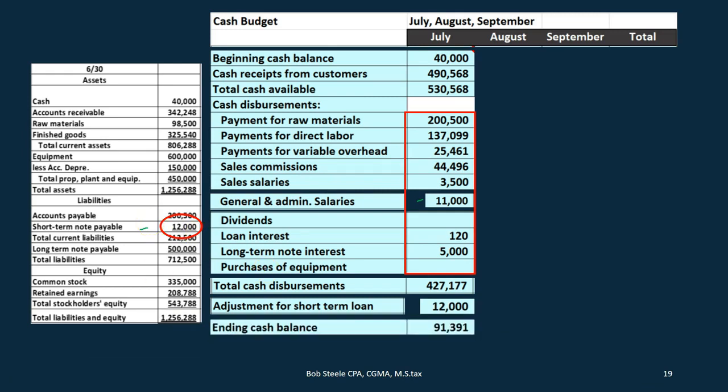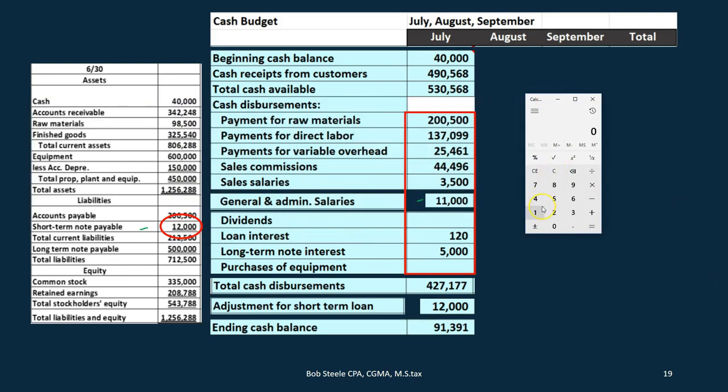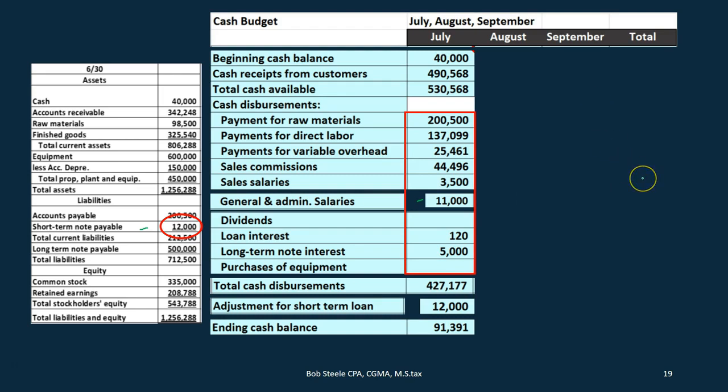And then if we calculate our ending balance, we then have the 530,568 minus the 427,177 minus the 12,000, and we have the 91,391 now. Okay, so that 91,391 is the ending balance of July, which will be the beginning balance of August. That's where we're going to start in August. Then we're going to go through the same process again. So we'll jump through a little bit faster here.